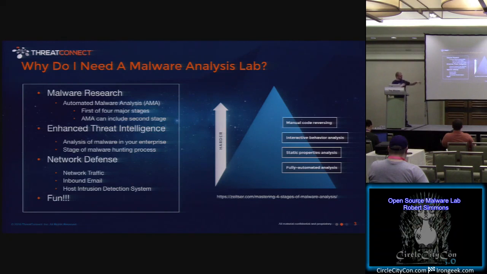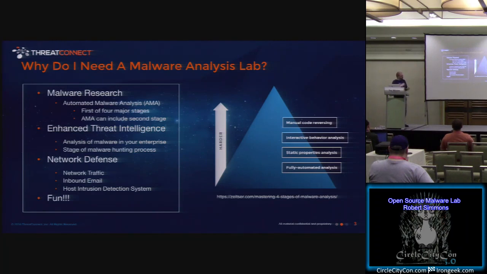And as you can see on the side of the slide, this is from Lenny Zeltzer's website, and this is the difficulty levels of the different stages of malware analysis. So at the bottom we have fully automated analysis, and then the next stage up is static properties analysis, so static analysis. The next stage up is interactive behavioral analysis, and then the top is reverse engineering using manual code reversing. So each of these is progressively more difficult, and my talk today is going to talk about the bottom two rungs of this difficulty pyramid.